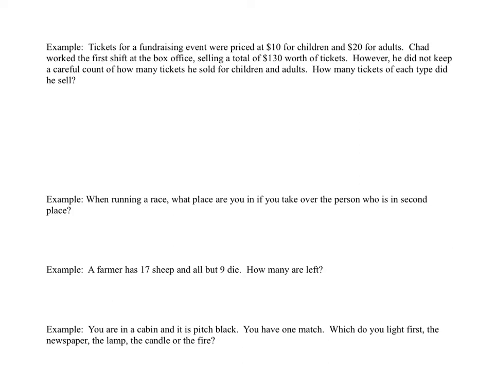Let me take a second to write that down. If we think about that for a second, 13 children's tickets times $10 per ticket, 13 times 10 is $130. So if 13 children's tickets were sold, that would also mean that 0 adult tickets were sold. But this is not the only answer. In fact, this answer doesn't make any sense. 13 children and 0 adults, in the real world, we just call that chaos.